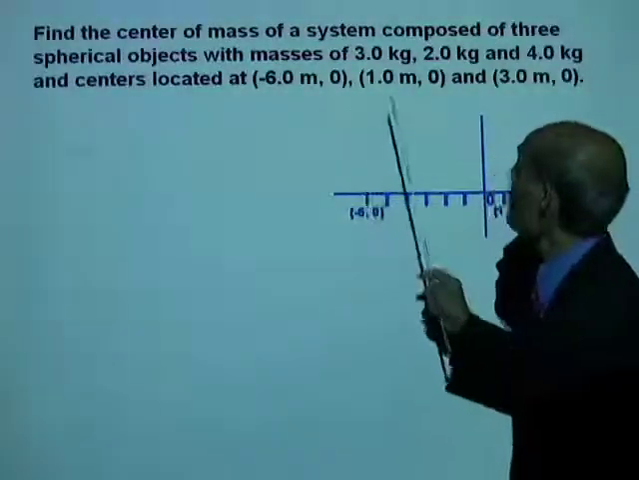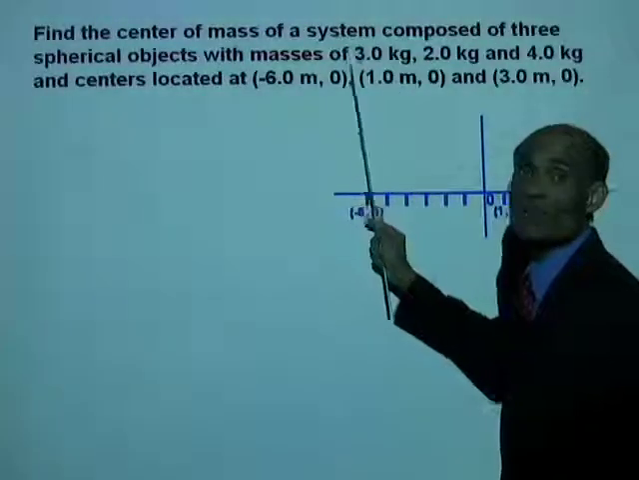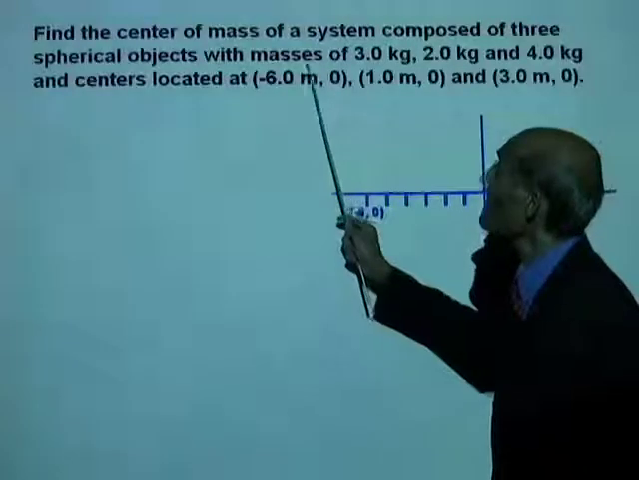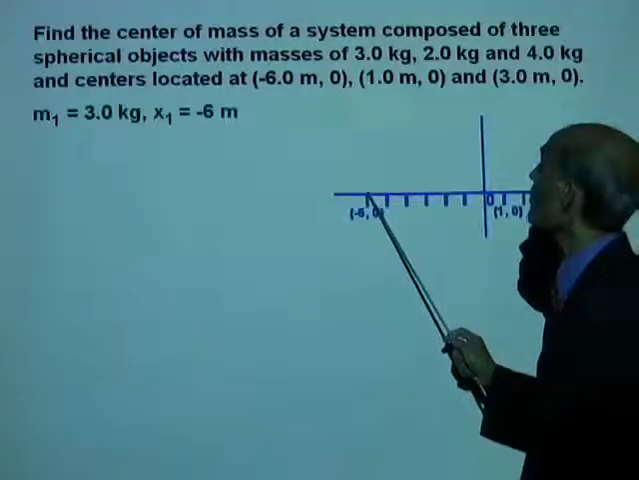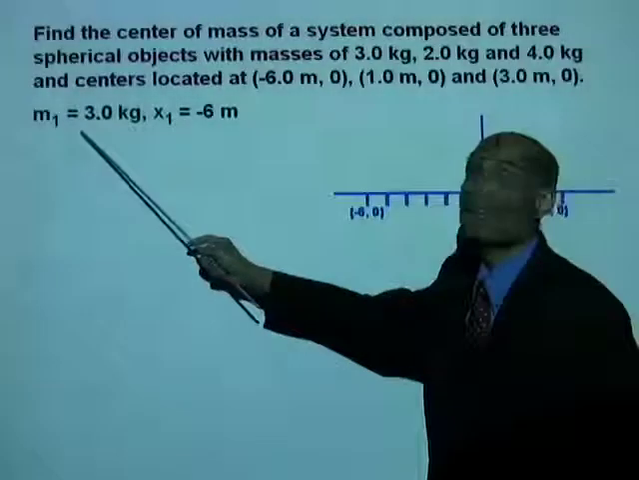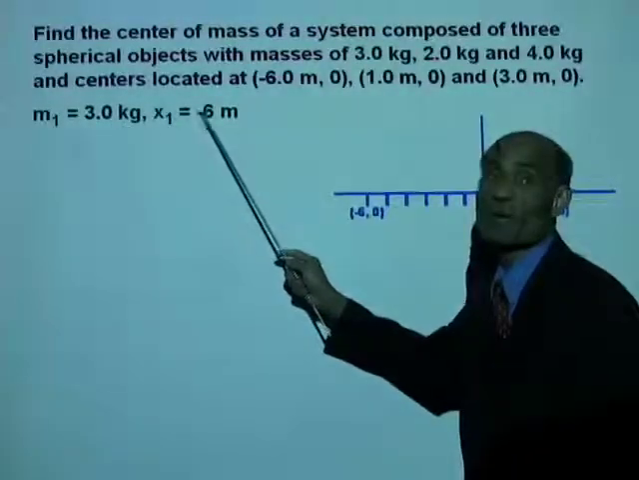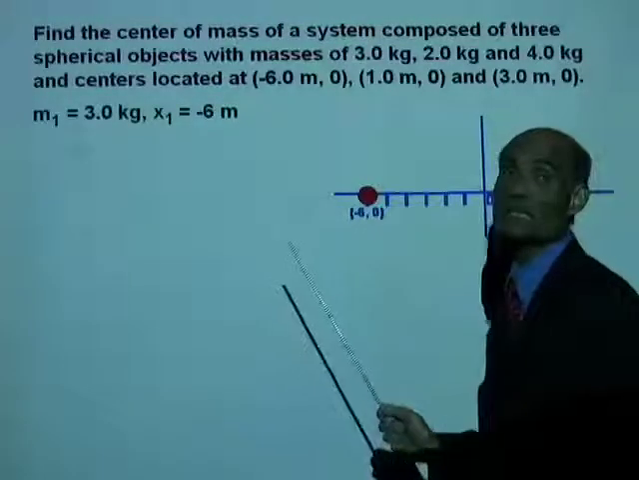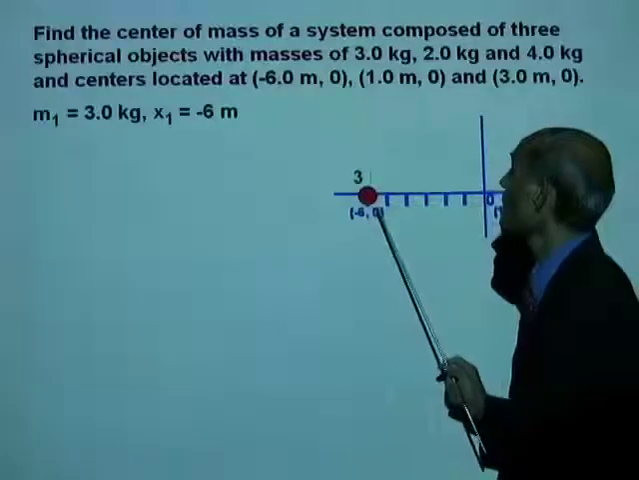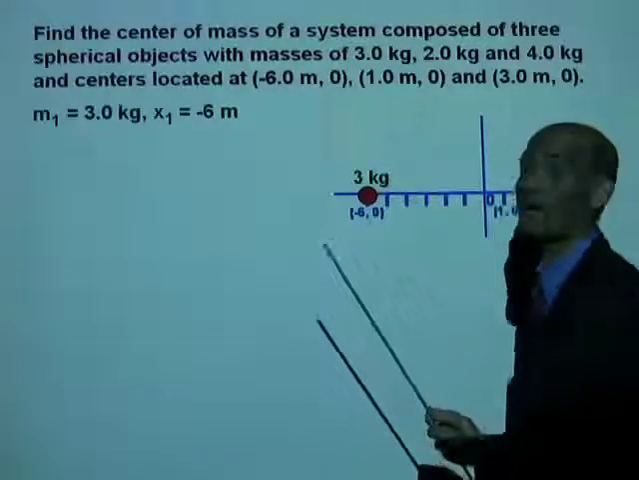Alright, let's place these objects. Let's place the first object. Where is the 3 kg object? The 3 kg object is at (-6 m, 0) over here. M1 equals 3 kg, x1 equals -6 m. So this is our M1, that is the 3 kg.